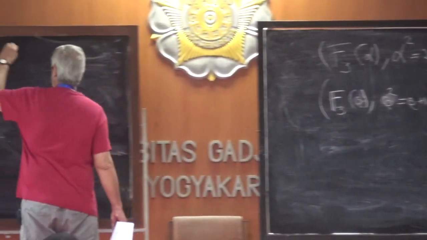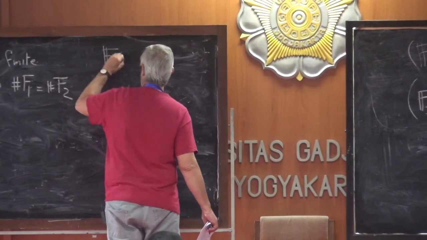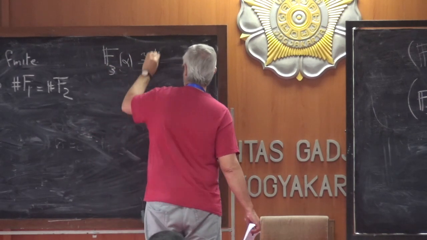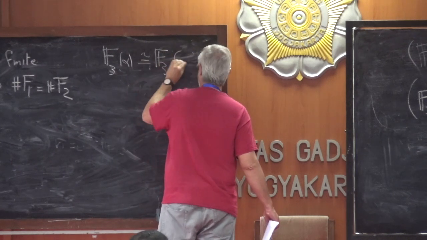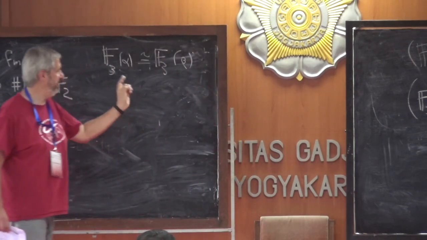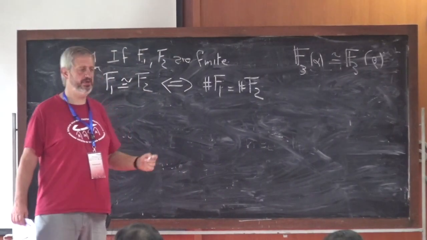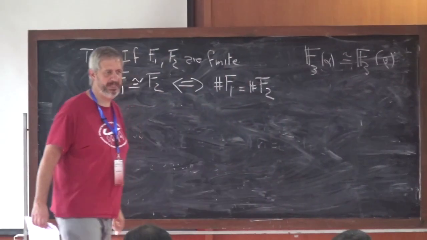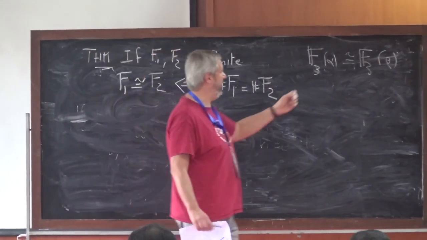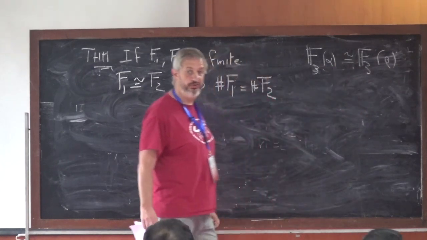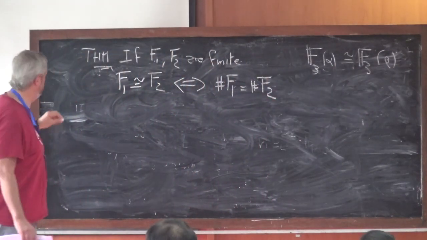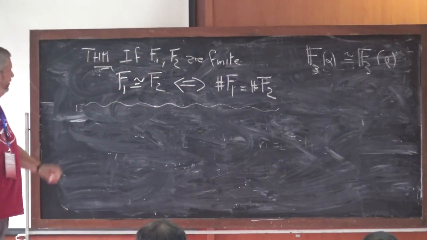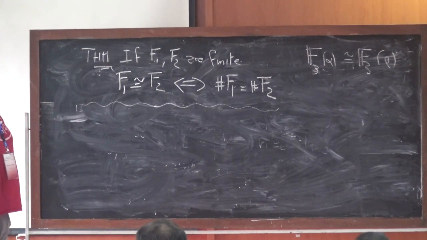So F3 of alpha is isomorphic to F3 of beta. Okay? And so I guess as a training, hopefully today, we will construct explicitly, using some theory, the isomorphism between these two fields. Okay? And in order to prove this, we would like to develop a bit more theory and explain why this theorem is correct.